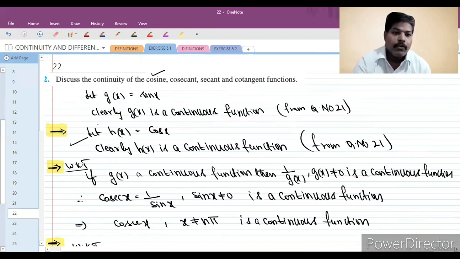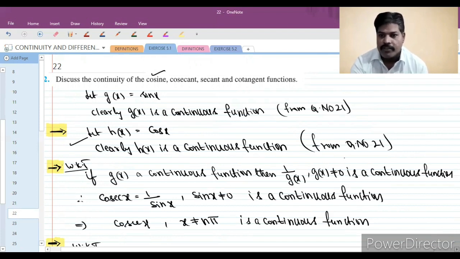So first, what is that? g of x is equal to sin x. So clearly g of x is a continuous function. We proved it in the previous question. We have to write the proof here. Next one, let h of x is equal to cos x. Clearly h of x is a continuous function from the previous question. We have to prove these two first. Then start that one first.